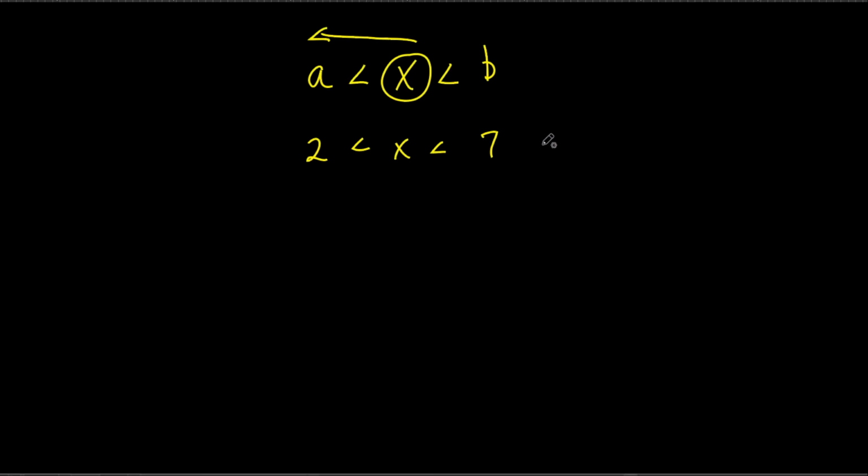This is the way that we always write it. When I say the number is in between two other numbers, this is how we write it. We write 2 is less than X, which is less than 7. These are always the less than.